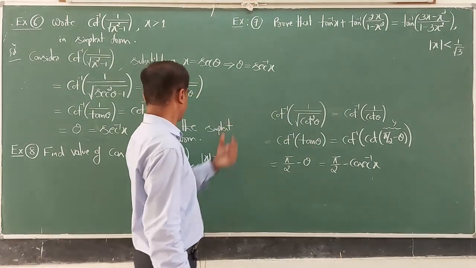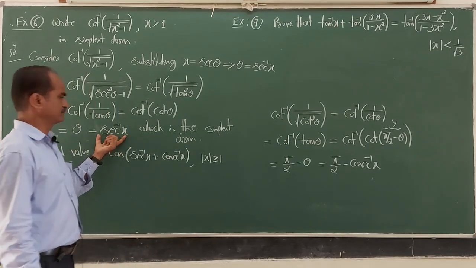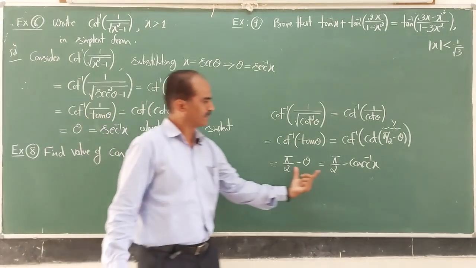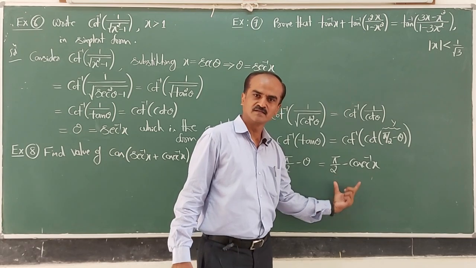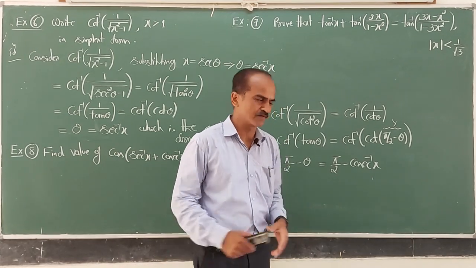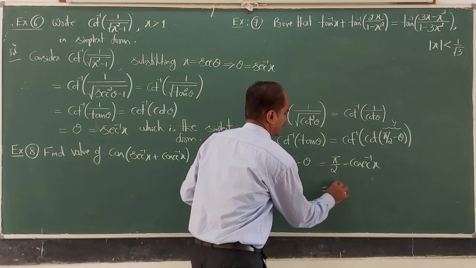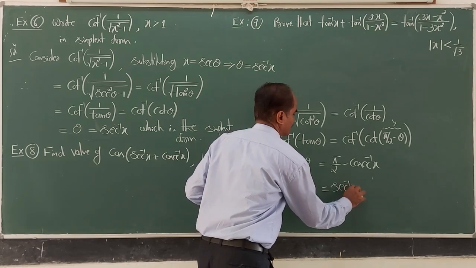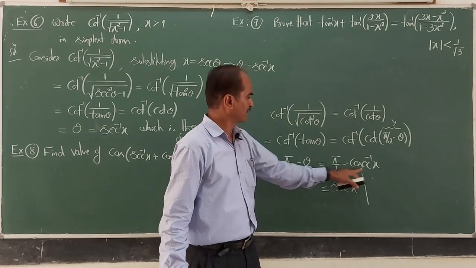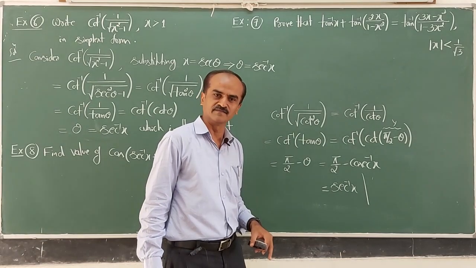Here I get secant inverse x, simplified form. Here I get pi by 2 minus cosecant inverse x. Do you feel that they are different? No, they are one and the same. I can write straight away it is secant inverse x. How am I able to write pi by 2 minus cosecant inverse x as secant inverse x?